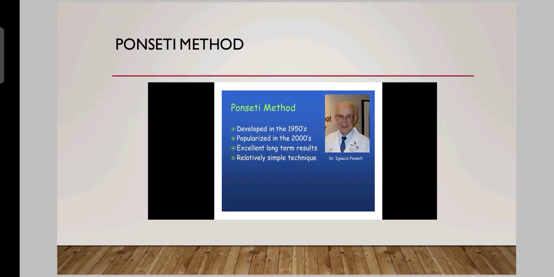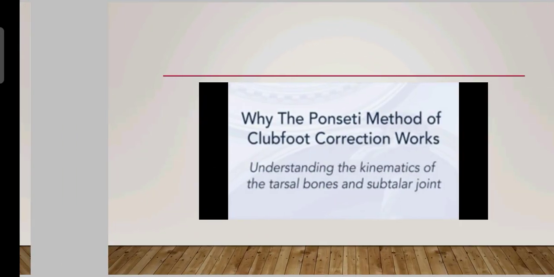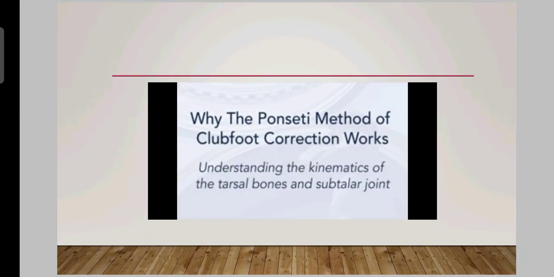So the Ponseti method. Dr. Ponseti was very famous for the treatment of clubfoot. The Ponseti method was developed in the 1950s and popularized in the 2000s. It has excellent long-term results and is a relatively simple technique compared to surgical procedures. Now the question is why the Ponseti method of clubfoot correction works.